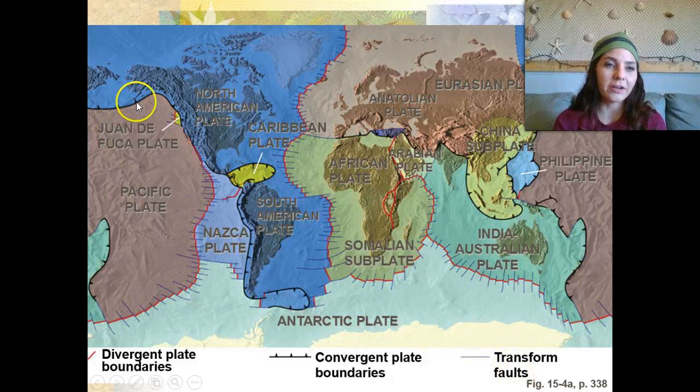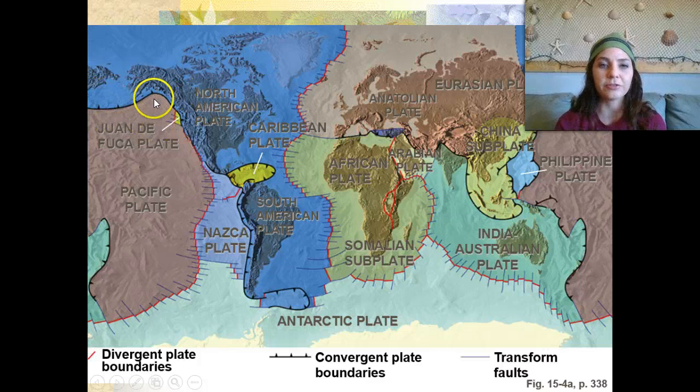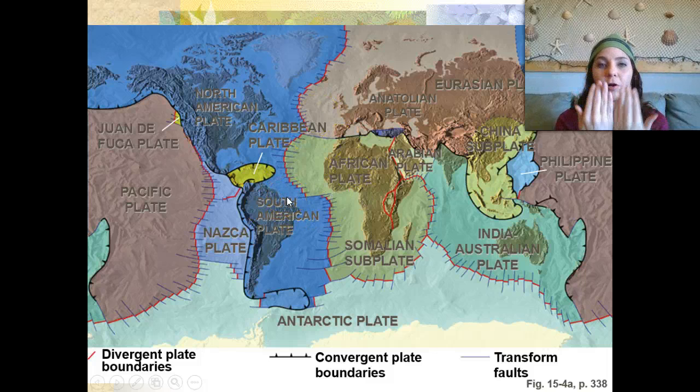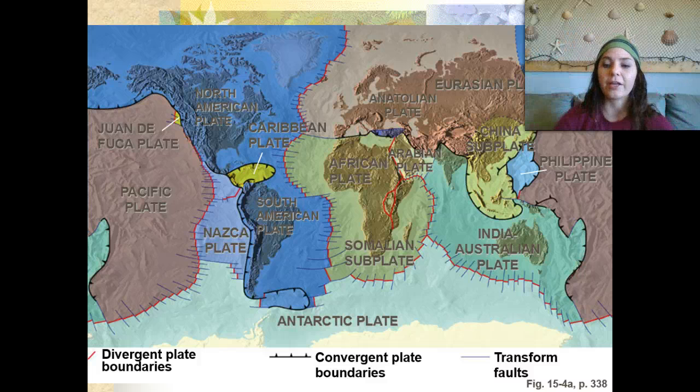So you can see right here, these little black spikes kind of indicate a convergent plate boundary, so two plates will be converging there. If you see all of the red right here, that's going to be divergent plate boundaries. And then all of these blue lines are representing transform faults that are going to have one plate going in one direction and the other going in the opposite.